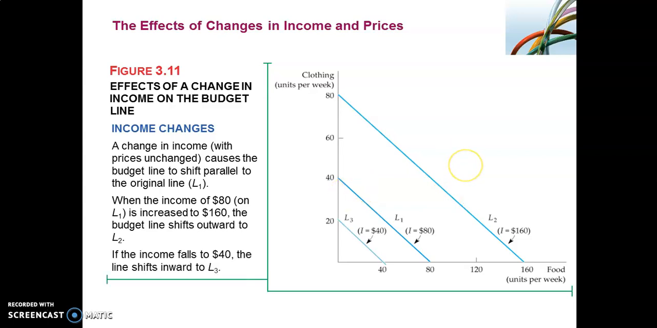However, if there is a decrease in income, income falls, and in this case, it falls from $80 to $40 per week. We now see that the budget line shifts inward. Again, it's parallel as the ratio of prices did not change. The price of the two goods did not change. However, we have different intercepts, and it will be calculated in the same way as I did for L2, that we take the income divided by the price of the good on the vertical axis to get that intercept, and the income divided by the price of the good on the horizontal axis to get that intercept. So that is the effect of a change in income.